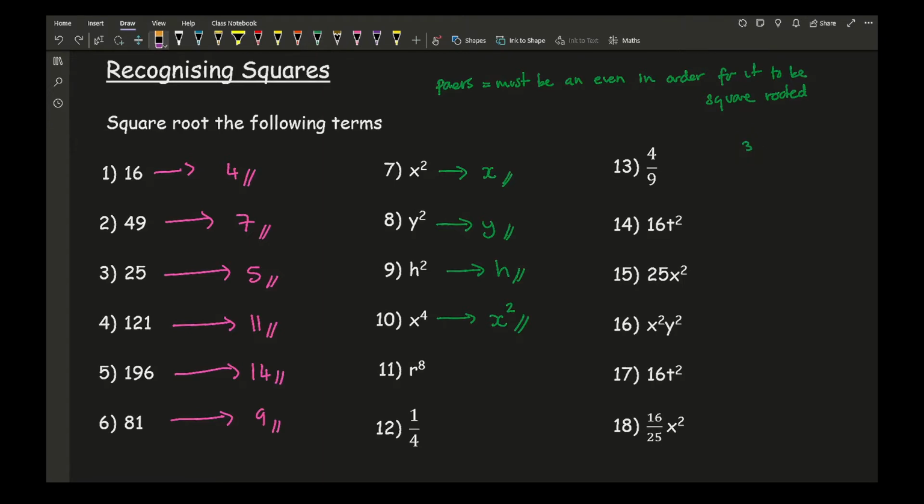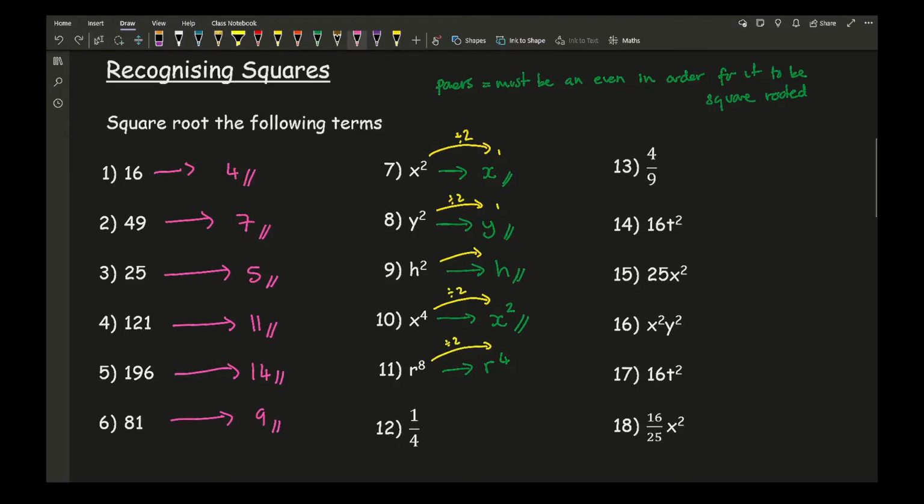So then continuing with this, I've got r to the power of 8. Well, then that will just be r to the 4. So all I need to do is simply divide the power by 2. So 1 divided by 2 becomes 1 again there, and again 4 divided by 2 is 2, 8 divided by 2 is 4.